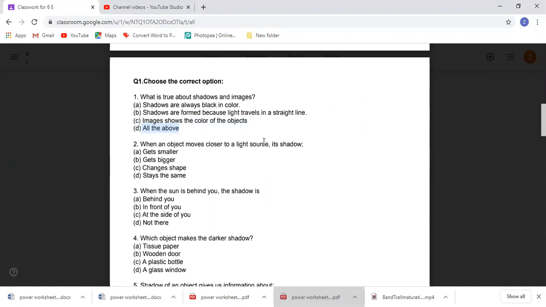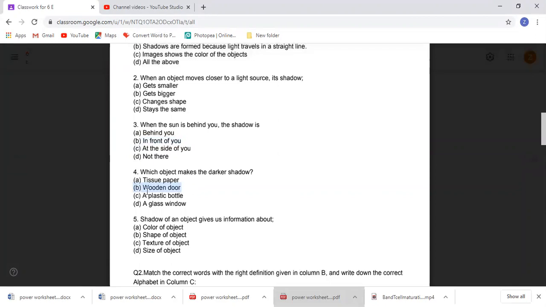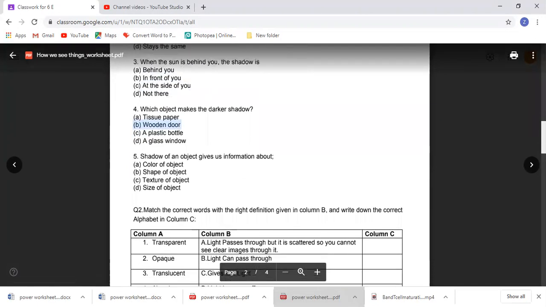When an object moves closer to a light source, its shadow, so that's something I explained to you. When the distance between the object and the light source decreases, the size of the shadow will increase. So B is the right option. When the sun is behind you, the shadow will be formed in front of you. Remember that the shadow is going to form on the opposite side. So if the sun is behind you, the shadow will be in front of you. If the sun is in front of you, the shadow will be behind you. Which object makes the darker shadow? Something that will block the maximum amount of light is going to form a darker shadow. Then, shadow of an object gives us information about.